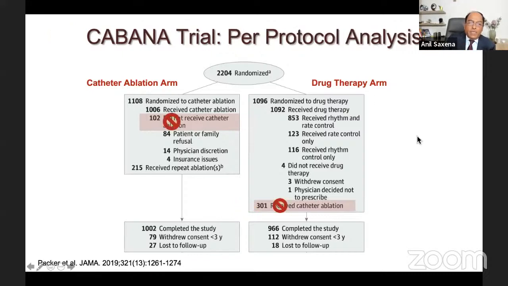The third way this trial was analyzed was per protocol analysis. Now, this is another term that you must know. What is per protocol analysis? Because some trials use this method also. Here, they removed the patients from the catheter ablation arm who did not undergo catheter ablation. Similarly, in the drug therapy arm, patients who underwent catheter ablation were removed or deleted. So out of 1100, 300 were removed, so they remained in this arm, and here 100 patients were removed.